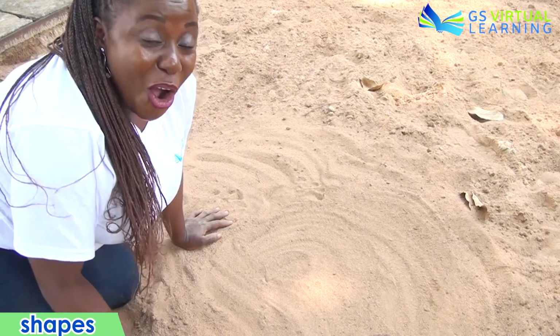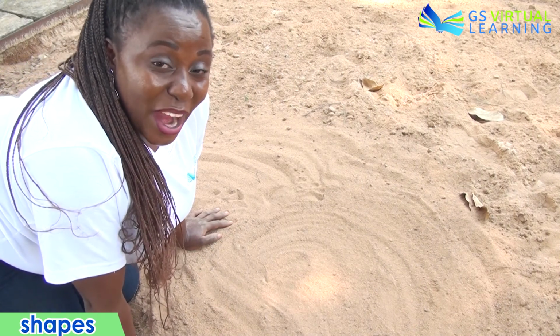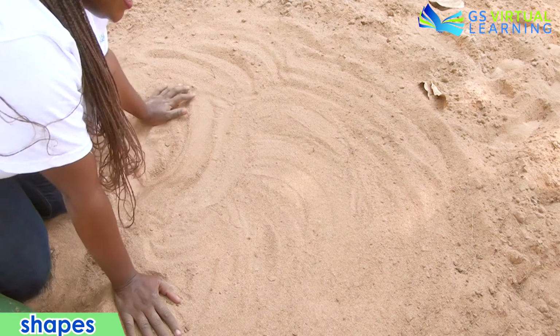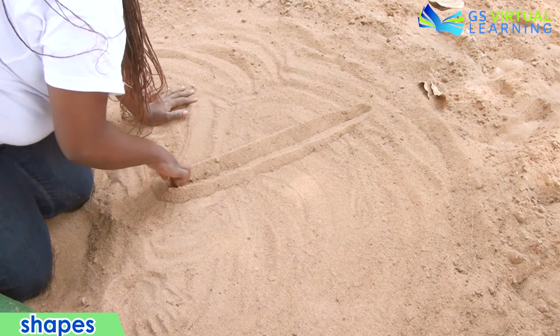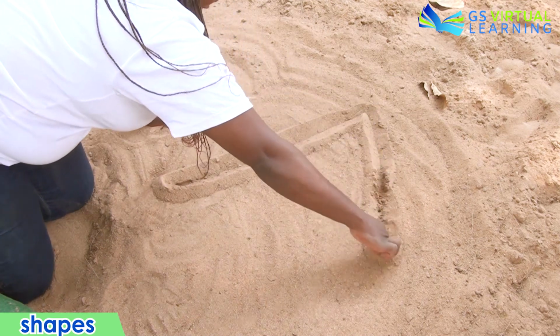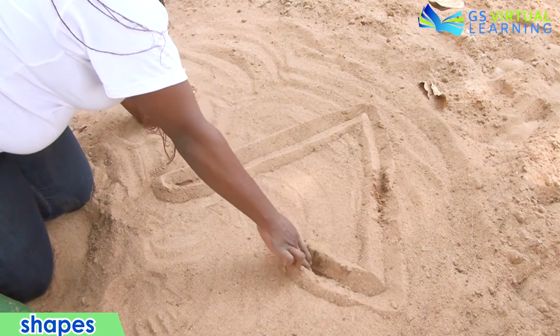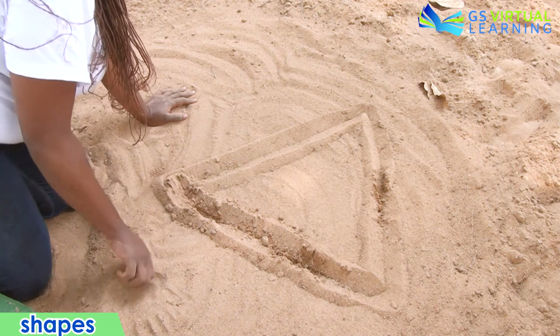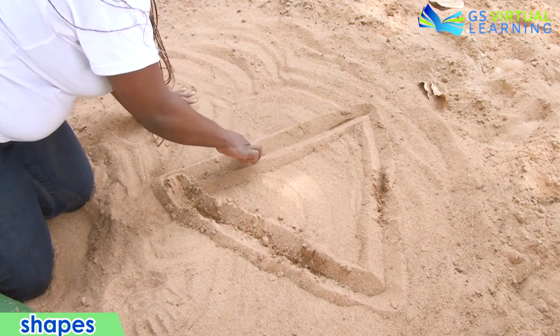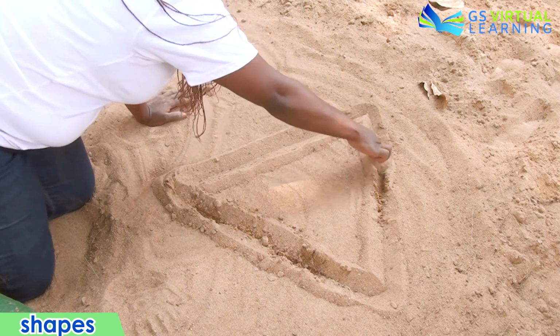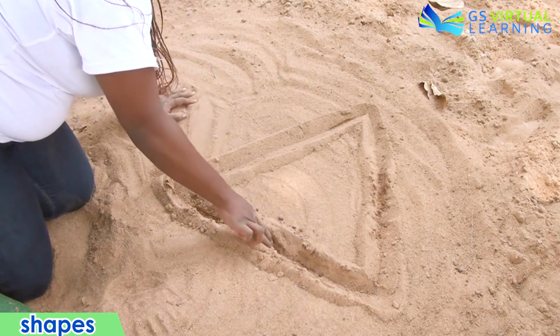Let's try to form a triangle on another surface. And this time, let's form it on the sand. All right. Now I'm going to form a triangle on the sand. As starting line, remember starting line, and a sleeping line. A triangle. And a sleeping line.